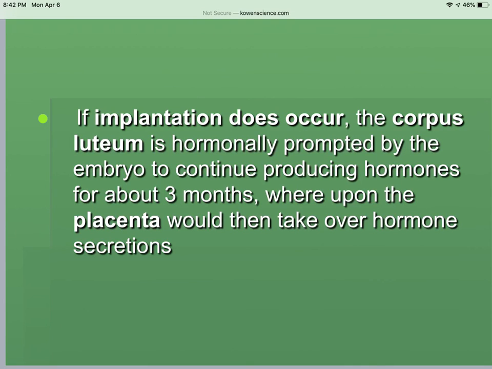If implantation does occur, the corpus luteum is then prompted by the embryo through hormones to continue producing hormones for about 3 months. And then the placenta would take over the hormone secretions. And you'll see what happens with all of this in video 3 of the series.